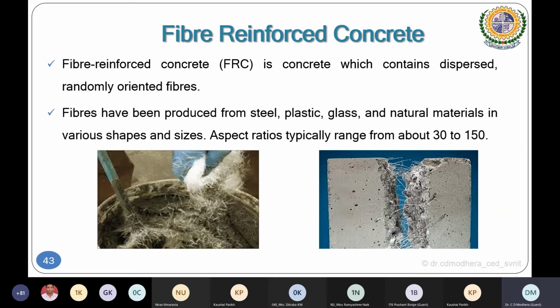So fiber reinforced concrete, as I told, contains dispersed, randomly oriented fibers. Earlier I talked about and gave something on the importance of the fiber.